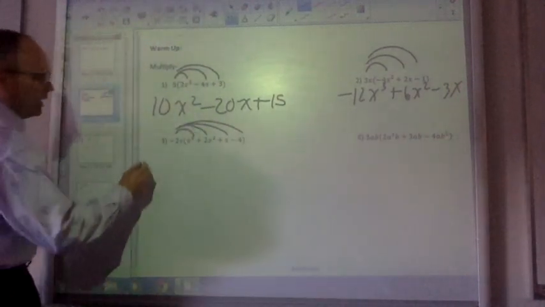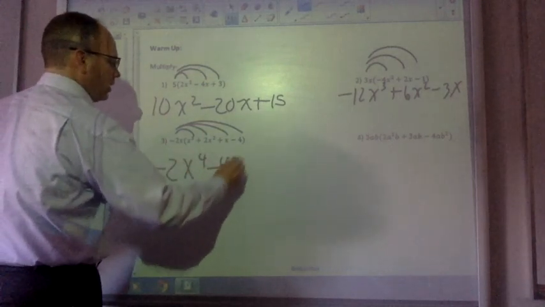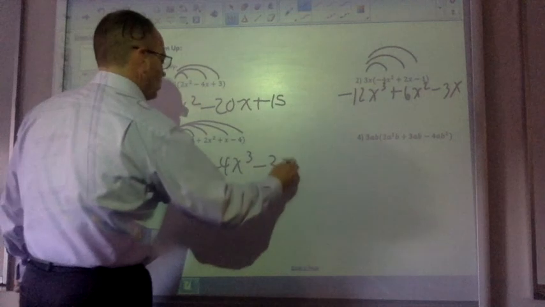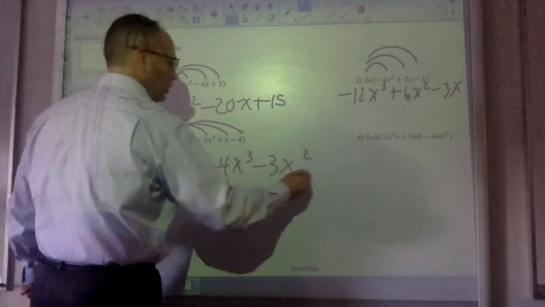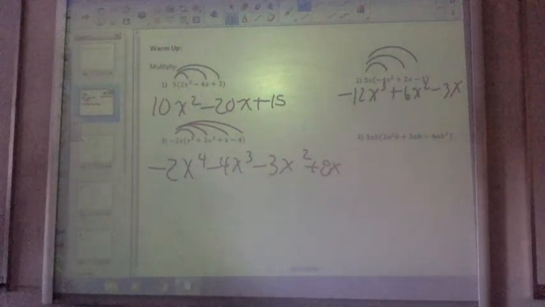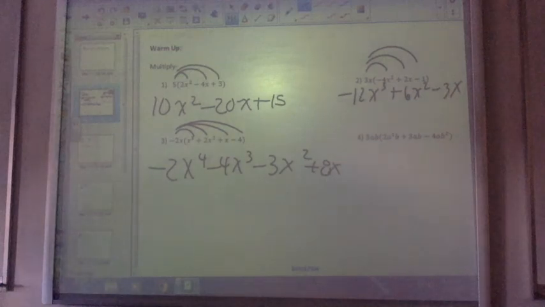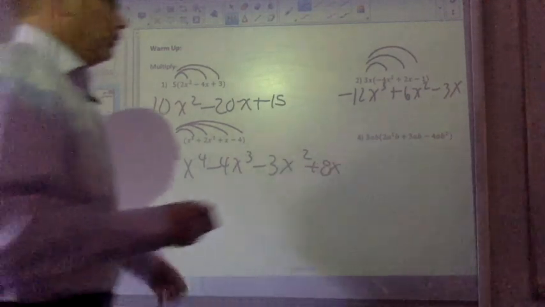This many times, so I'm going to get negative 2x to the fourth minus 4x to the third minus 3x to the second plus 8x. Okay? So again, we're just distributing over the parentheses in order to get a reduction of terms.